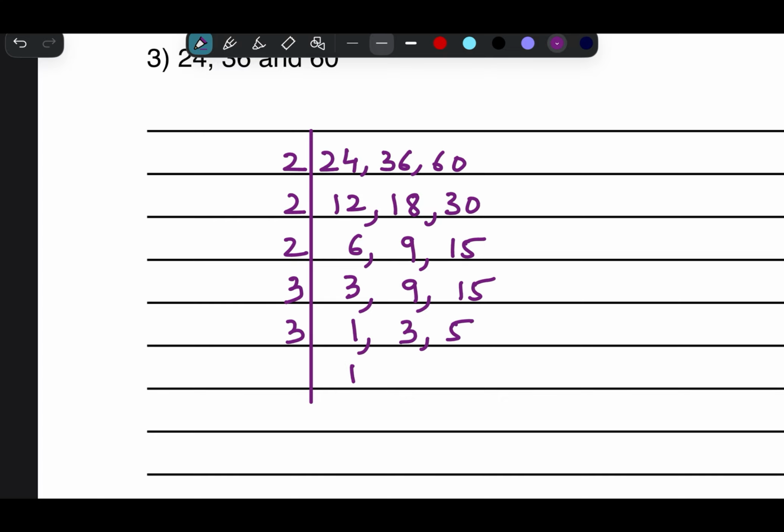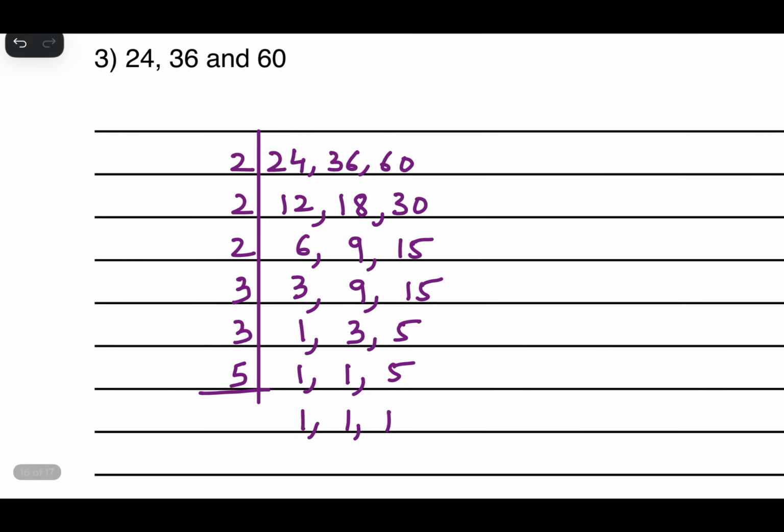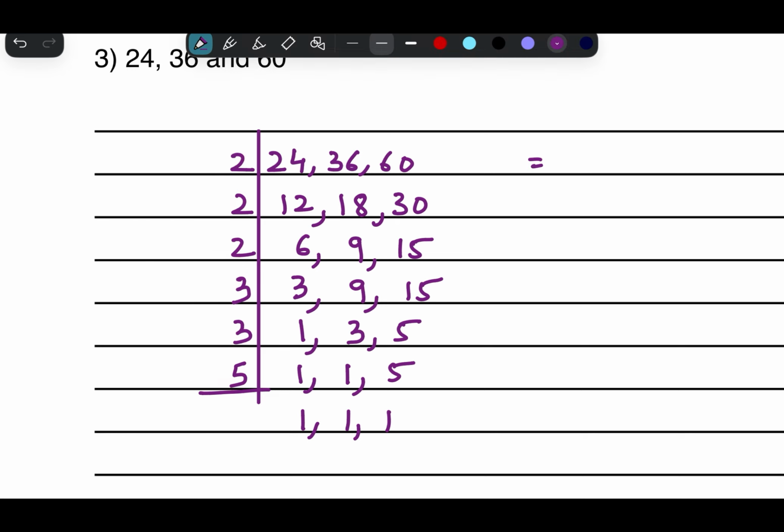Continue with 3 because we still have 1 3. Copy 5 because it doesn't go by 3. Final 5 1 1 1, stop. Multiply all these numbers. How do we do the multiplication? 5 3s are 15, 15 2s are 30, 30 2s are 60, 60 2s are 120, and 120 into 3 is 360 is the LCM of these 3 numbers.